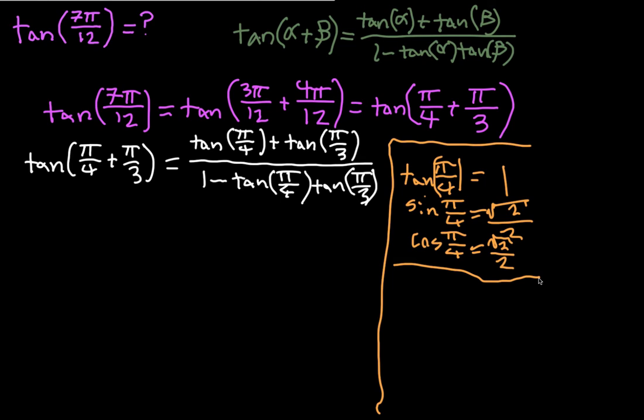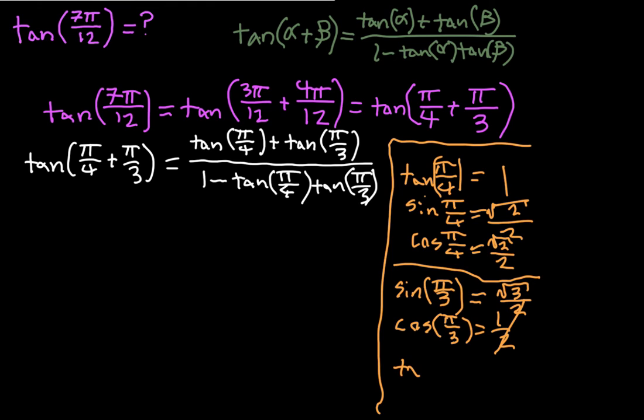What about pi over 3? Well, that's 60 degrees, so what's the sine of pi over 3? We know that that's going to be equal to the square root of 3 over 2, and we know that the cosine of pi over 3 is going to be equal to 1/2. So what's sine of pi over 3 divided by cosine of pi over 3? Well, these 2's are going to cancel out when we divide, so the tangent of pi over 3 is going to be equal to the square root of 3.